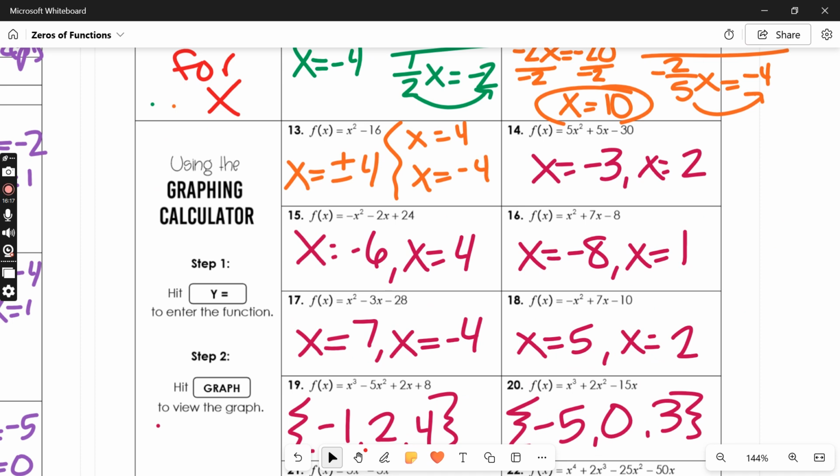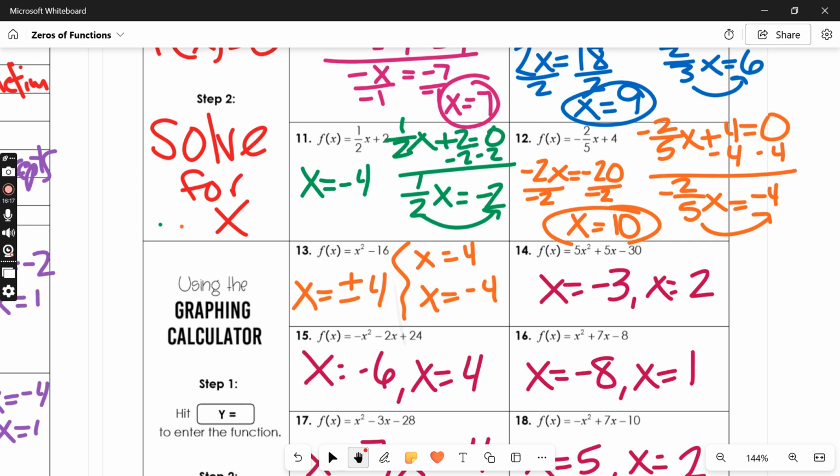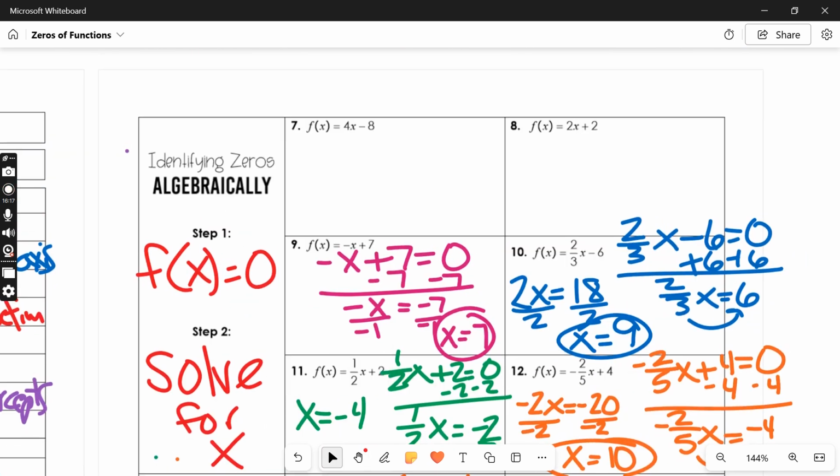You can check your answer by graphing it. So I could go back and graph one of these and check my answer, but I still have to show my work algebraically in order to get full credit. I have to follow what the directions say.